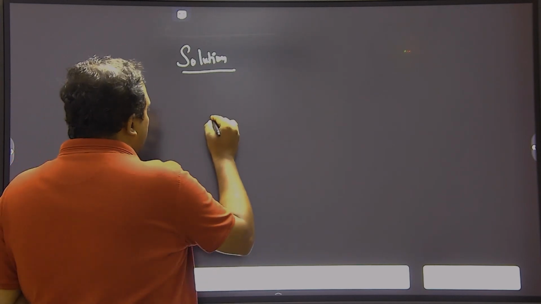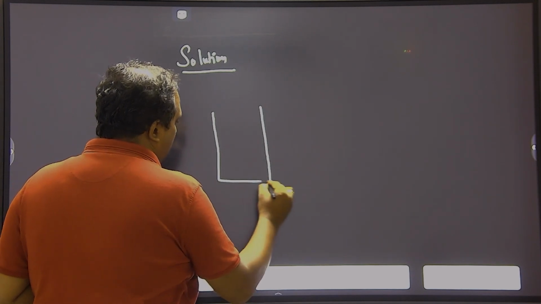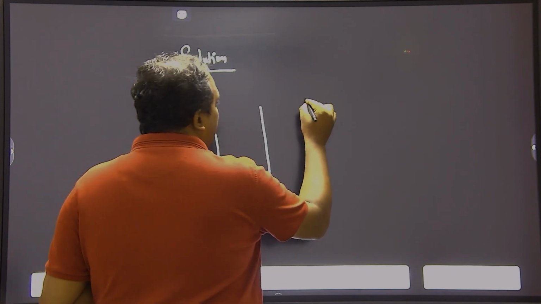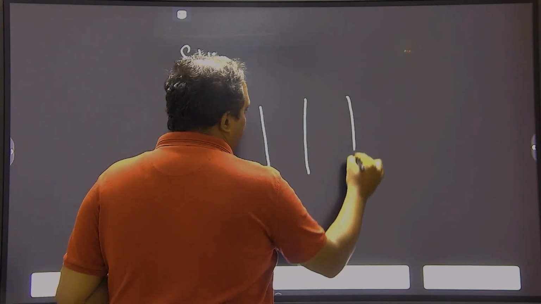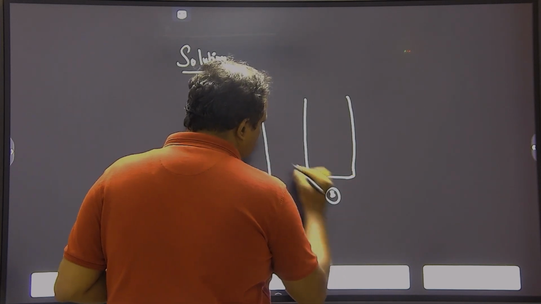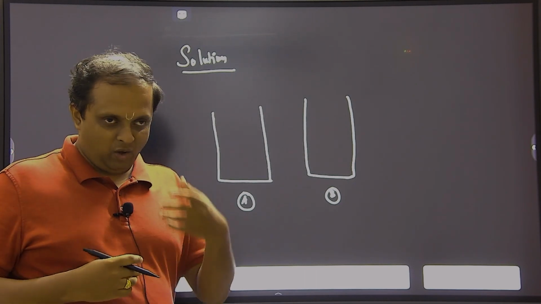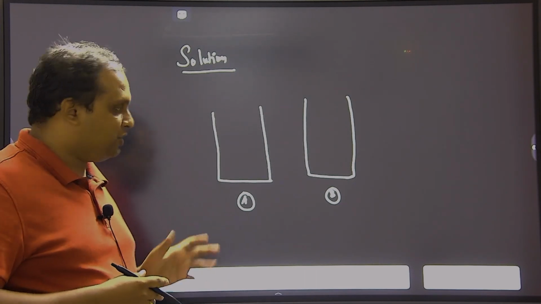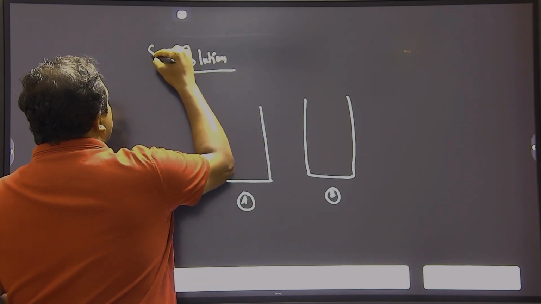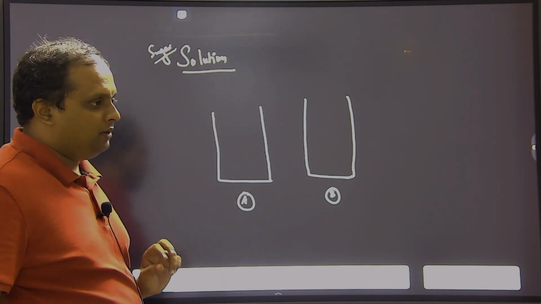So you take a beaker. Let me label this as A. You take another beaker, and I'm going to label this as B. In a household, you can assume this beaker to be a container or a vessel, like what we have in the kitchen. So what is my aim here? To prepare a sugar solution.